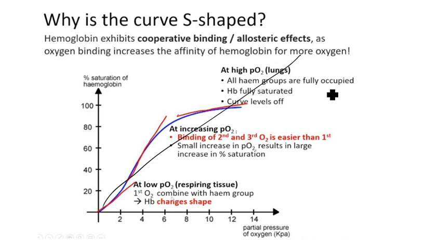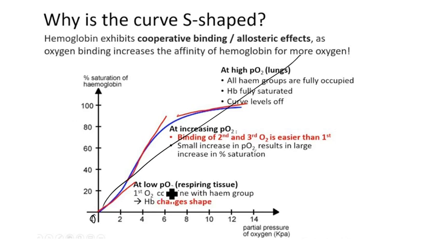Now, they said hemoglobin shows cooperative binding, an allosteric effect, as oxygen binding increases the affinity of hemoglobin. Remember we said 4 molecules of oxygen bind with one hemoglobin. Now, remember, this is still at 0. Now, let's look at this. What happens at low oxygen potential? This is within the respiring tissue.